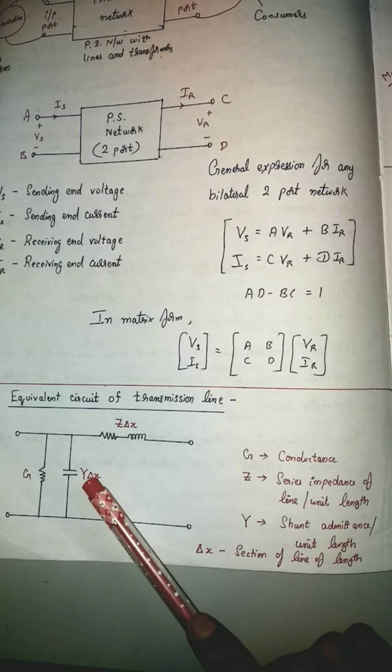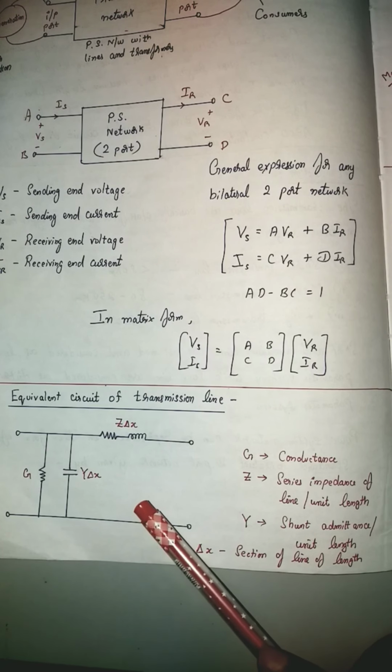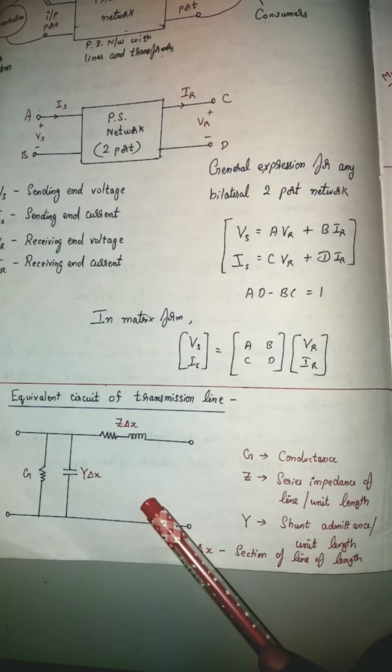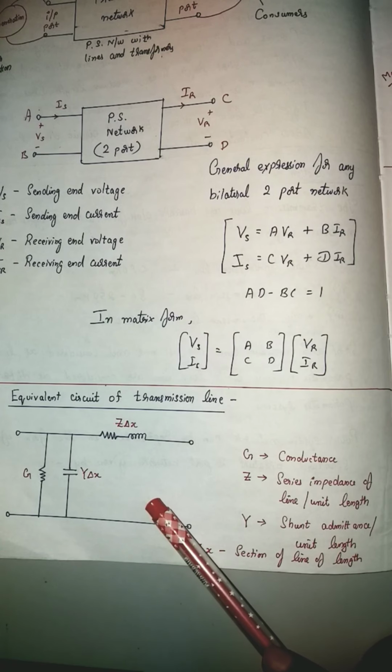And delta X is basically the section of line of length. See, for analysis purposes, we cannot take the entire transmission line length. Only a part of the transmission line will be considered for analysis purposes.